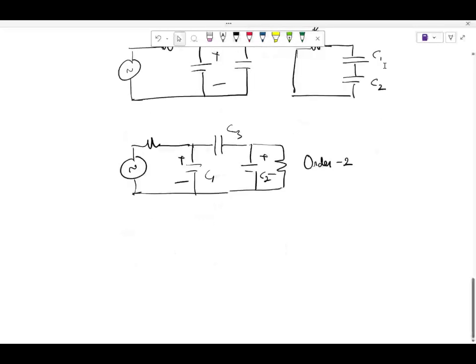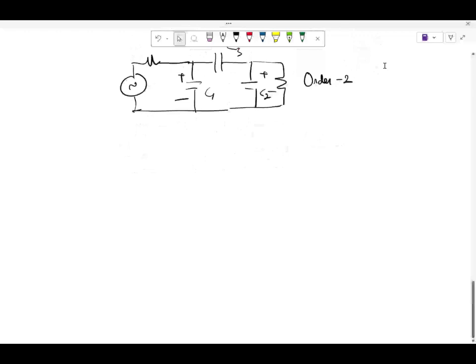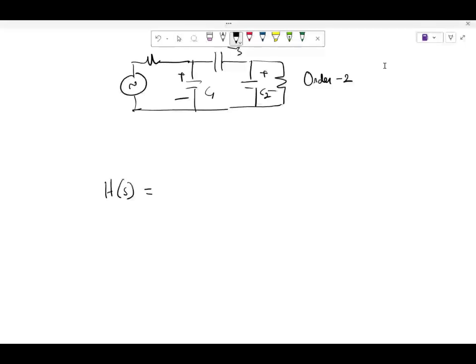Fine. So we understand how to find out the number of poles. But what about the zeros? That is not so obvious. In order to explicitly find out the number of zeros, I will again go back to this framework. So we have 1 plus B1 S plus.